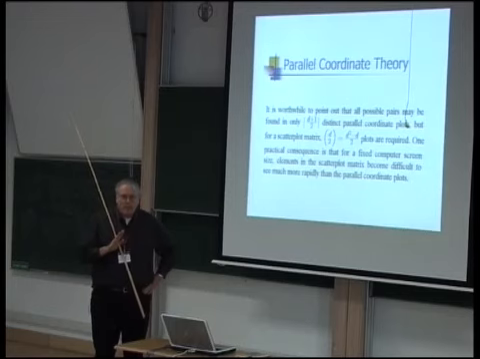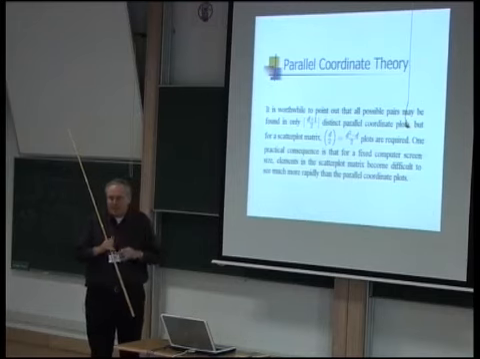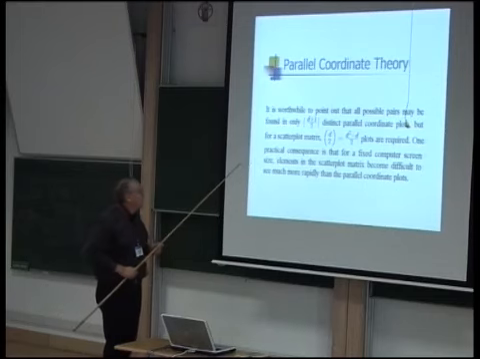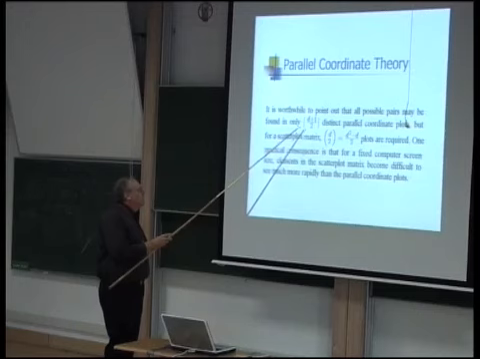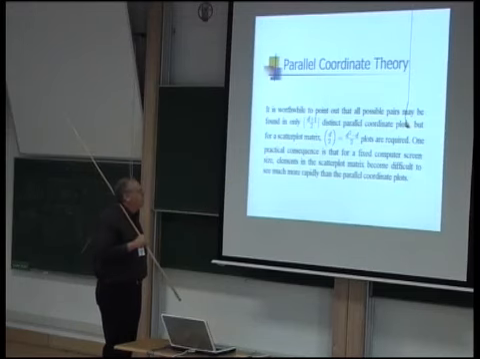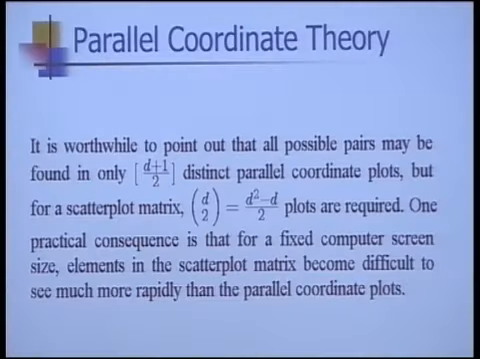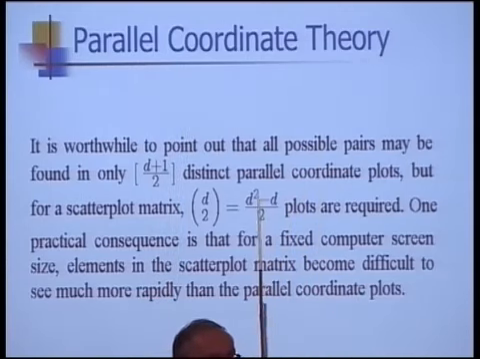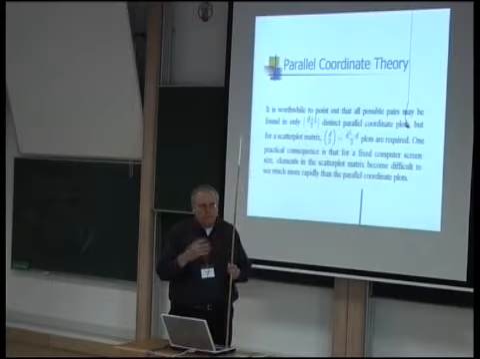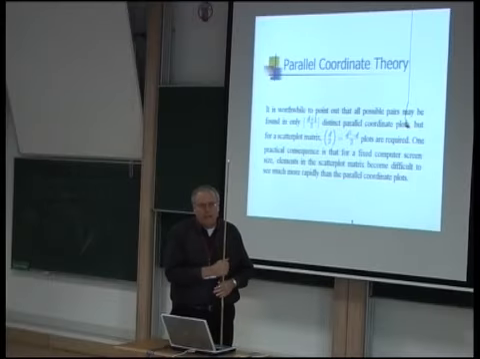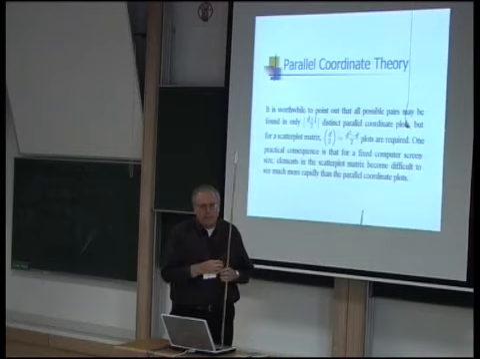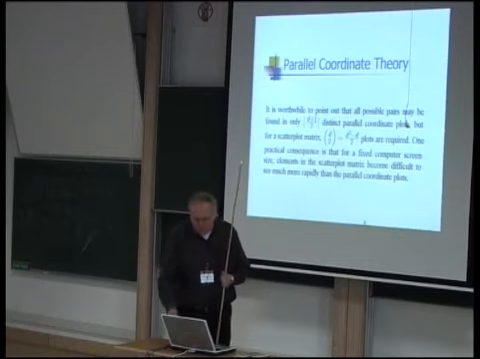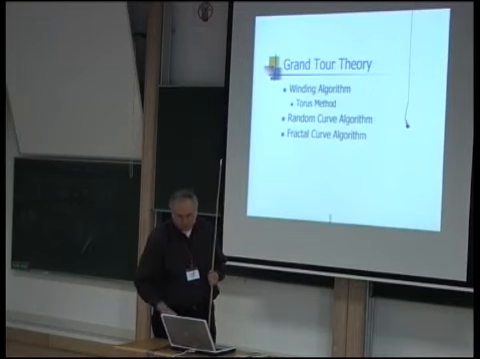If, on the other hand, I wanted to look at a scatter plot matrix, with all possible pairwise scatter plots, I would have d choose 2. So there are far fewer plots needed in parallel coordinate space than are needed in Cartesian scatter plot matrix space. This has the advantage that if you're using a scatter plot matrix and you have a lot of observations and a lot of dimensions, the scatter plots get very tiny and it's hard to see anything.